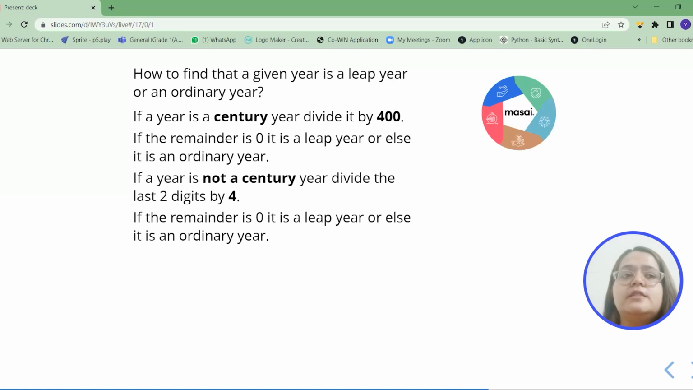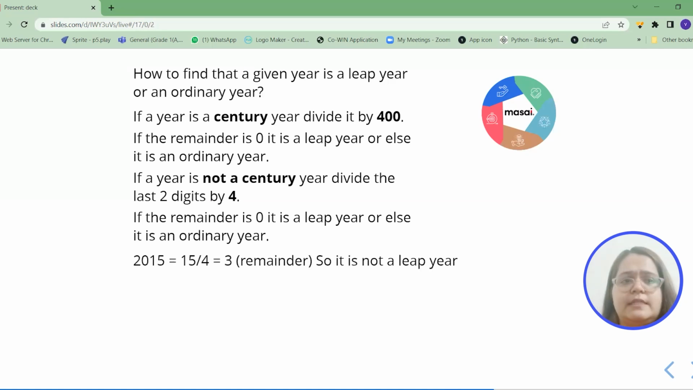If a year is not a century year, it's a normal year like 1684 or 1782. It's not ending with 00. So whenever a year is not ending with 00, you can take the last two digits and quickly check whether they are divisible by 4 or not. If the last two digits are divisible by 4, you can say it's a leap year, or else you can say it's an ordinary year. Correct? So when we divide it, the remainder has to be 0.